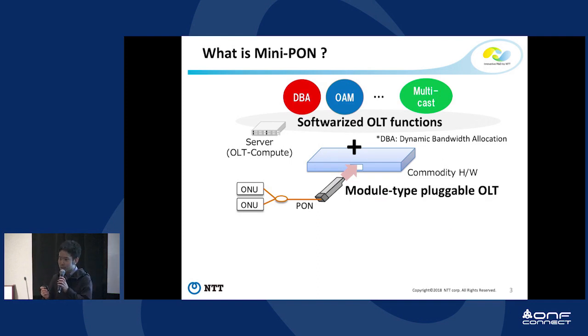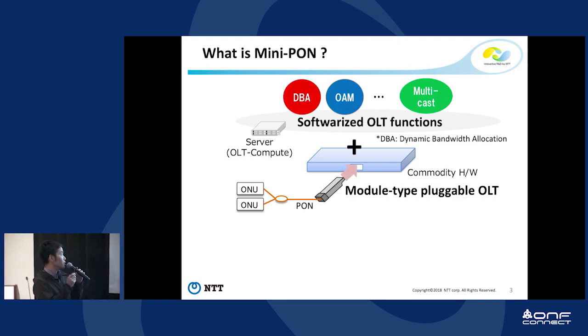To save space is one of the goals which we aim for with Mini-PON. And the other goal is to enhance the flexibility of optical access networks in the future. We use module-type pluggable OLT and softwareized OLT functions for these purposes. Please keep in mind these goals to enhance the flexibility and to save space for deployment. These are the goals of our proposal.